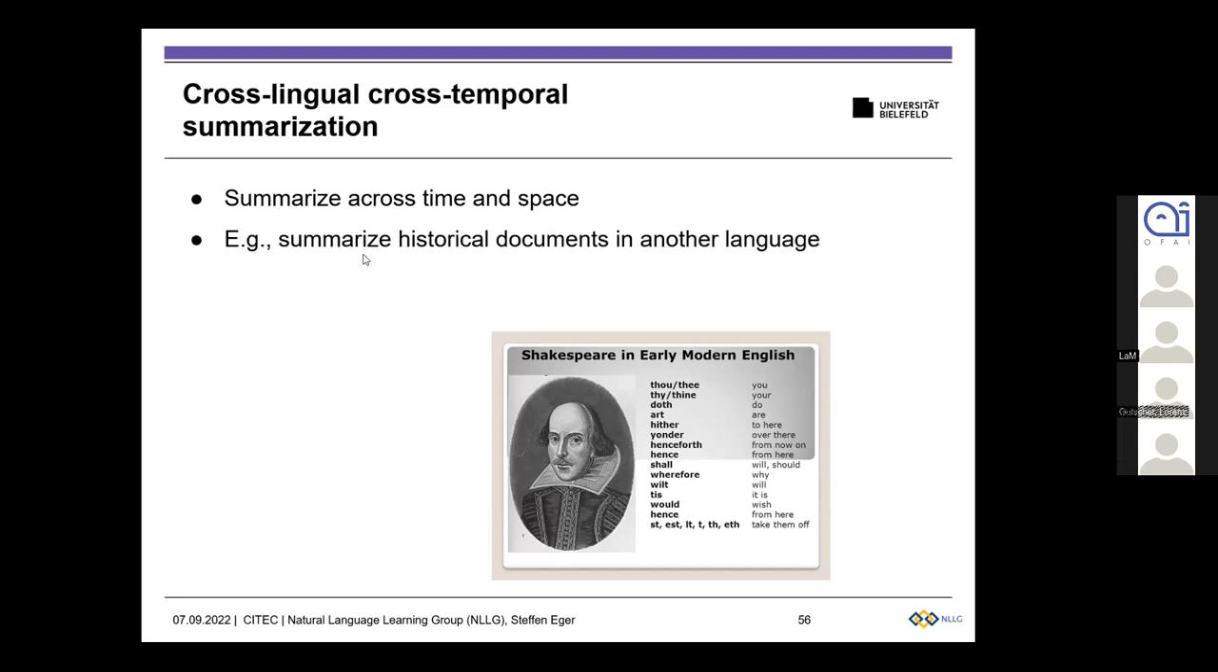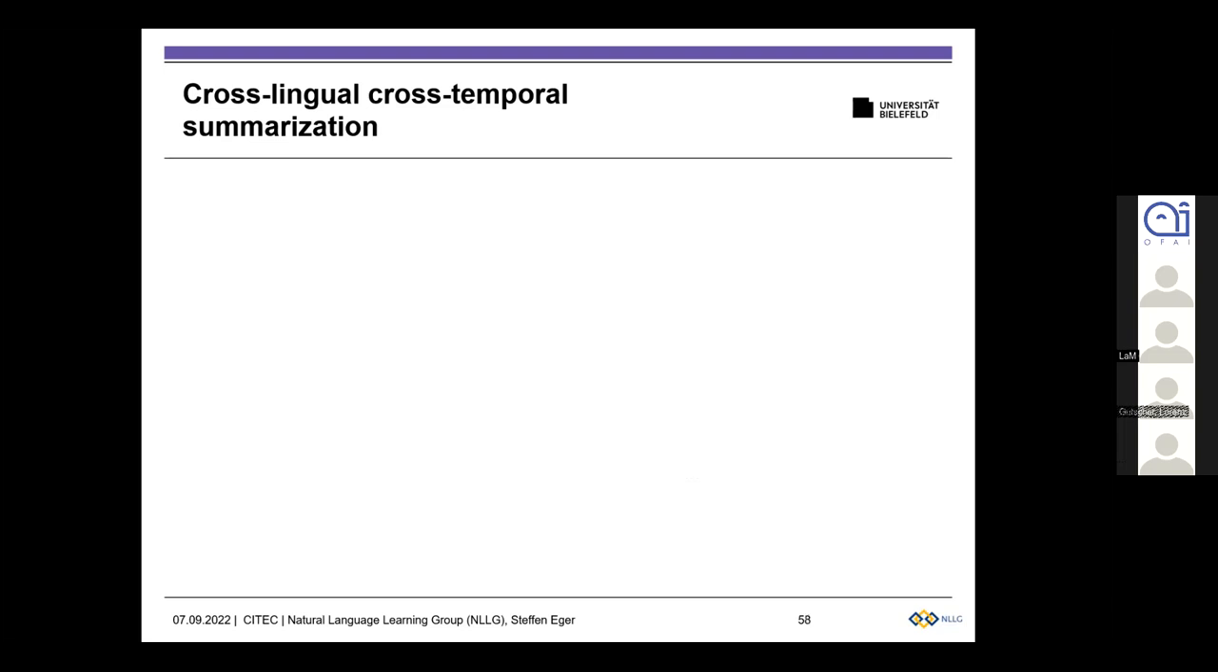So basically what I said, we summarize historical documents in another language, let's say 18th century English, German to modern English. And of course, if we have older language variants, we know that they differ lexically, they also differ grammatically. And now here we have the additional challenge that we do not only consider the same language, but also different languages.